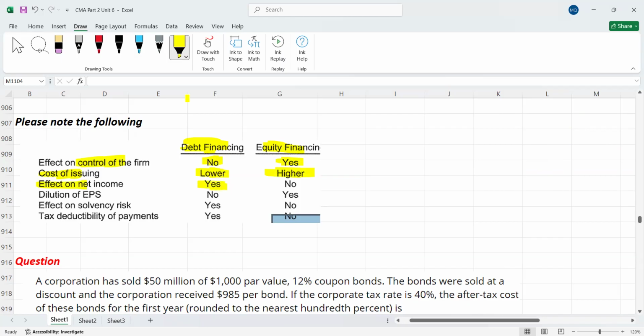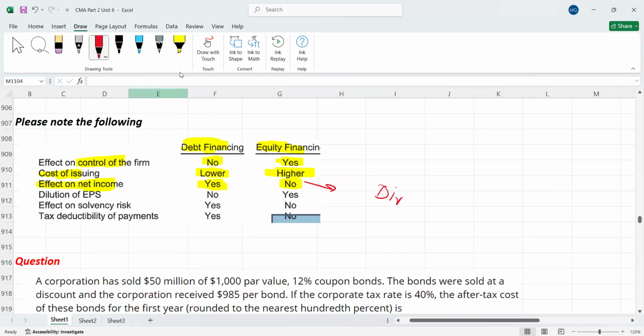Then effects on net income. Yes, debt will have effect on the net income, because of interest, right? When we produce the income statement, we write sales less cost of goods sold equals gross profit, and then expenses. Under expenses, you write the interest. So if you write more amount of interest, it may affect your net income. But equity financing is not affecting your net income. Why? Because on equity we pay the dividend, and this dividend we don't deduct as expense. It has no effect on the net income, right?